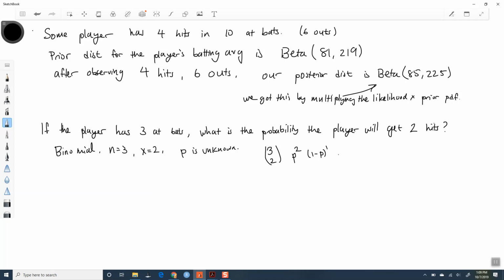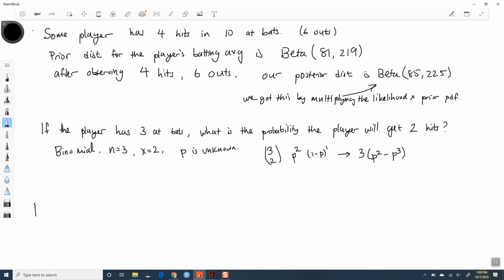We can simplify this, though we don't have to. This becomes 3p squared minus p cubed. Is that right? Did I do my multiplication correctly? Okay, so that's what we have. This is our answer, except we don't know what p is. If we knew what p is, this is easy. We can just plug in p and get an answer. But we don't.